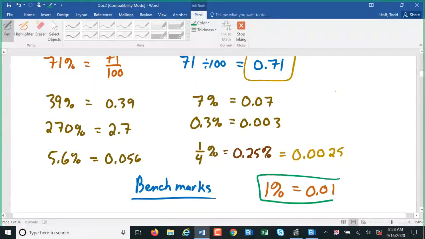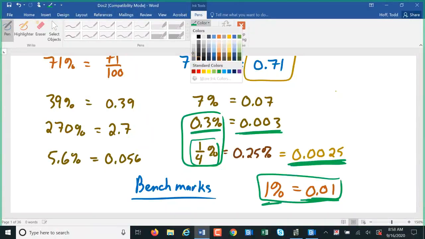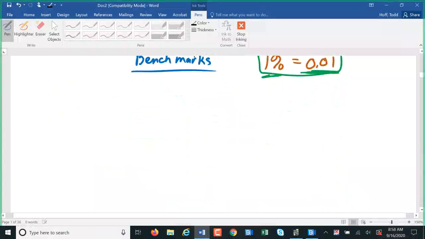I can keep that in the back of my mind as I'm doing some of these others, mainly these two. 0.3% is smaller than 1%, which means its decimal form or its rate better be smaller than 0.01. Same is true for 1/4%. 1/4% is smaller than 1%. So its decimal form or rate better be smaller than 0.01. So we can use benchmarks, and we'll show benchmarks a little bit more at the end here today to double check our work and even in some cases to do some simple calculation.